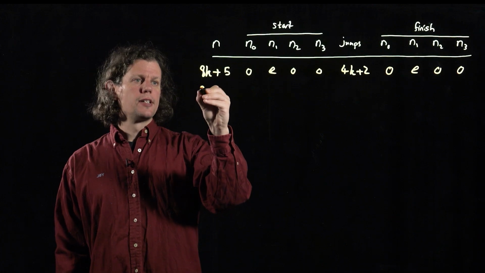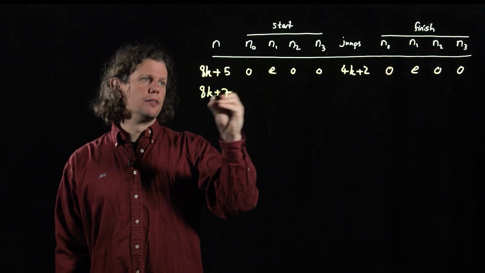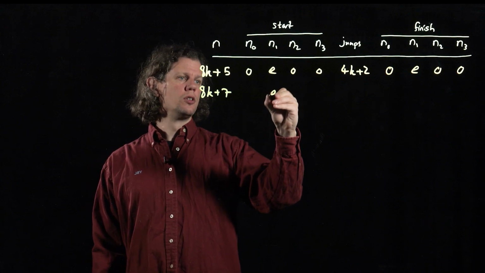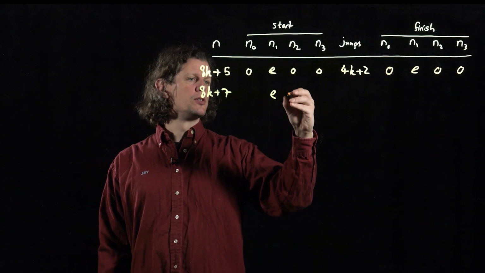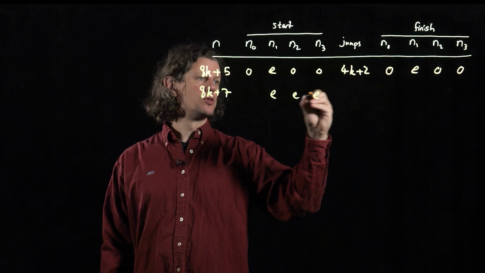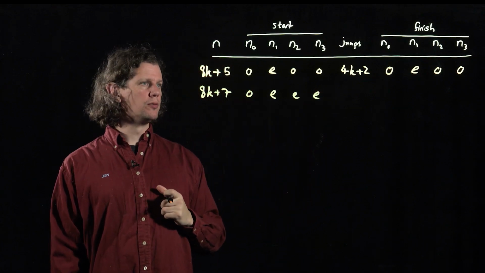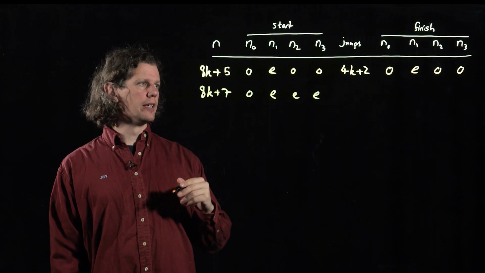Similarly, we can analyse the case 8k plus 7. Now in this case we have 2k plus 2 frogs on lily pads whose numbers are 1, 2 and 3 more than a multiple of 4, and only an odd number on lily pads that are 0 more than a multiple of 4. So the starting arrangement looks like this.